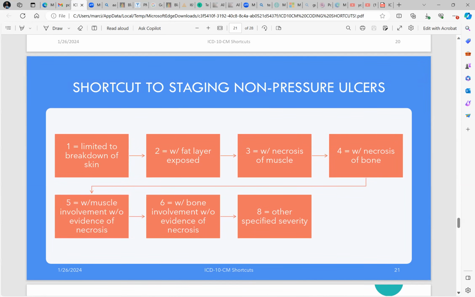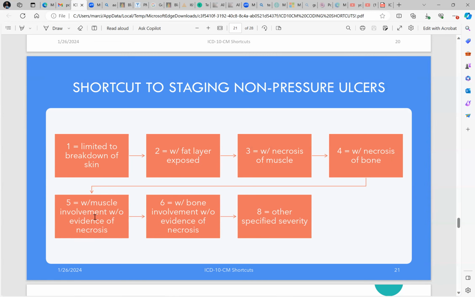Shortcut to staging non-pressure ulcers. Remember, there is a difference between pressure and non-pressure ulcers. So if it ends in a 1, that means it's limited to breakdown of the skin. 2, fat layer is exposed. 3, it has necrosis of the muscle, and we know necrosis means it's dead. So when someone's foot turns black or something like that, it's necrosis. So if you see a 3 at the end, that's necrosis of the muscle. 4, necrosis of the bone.